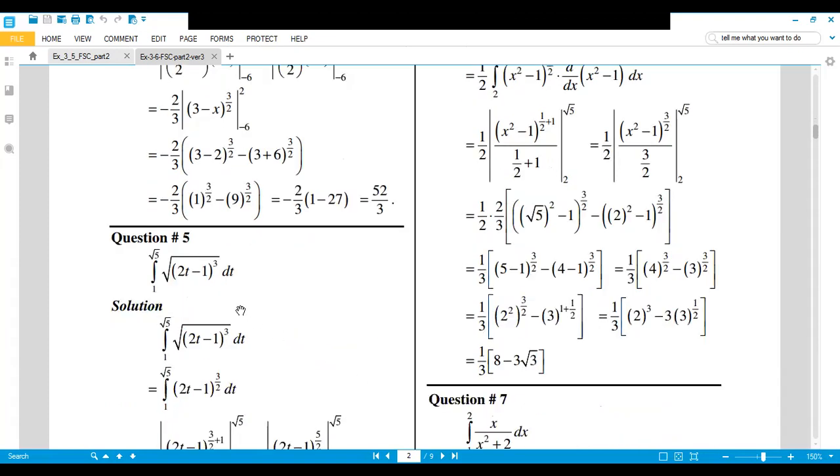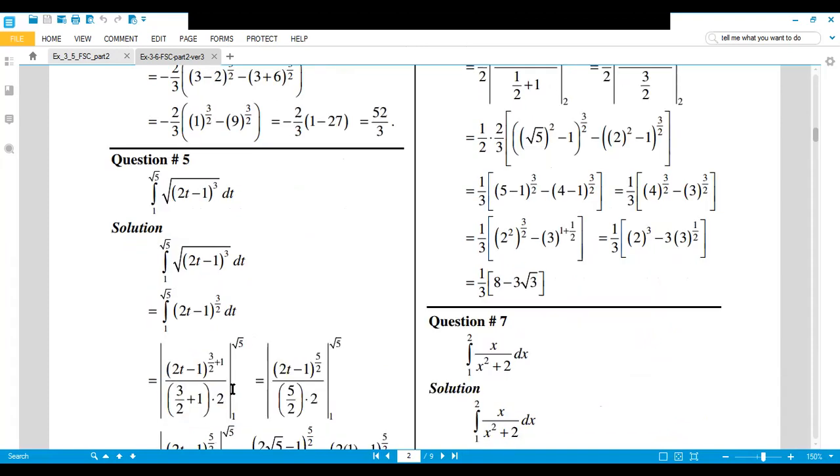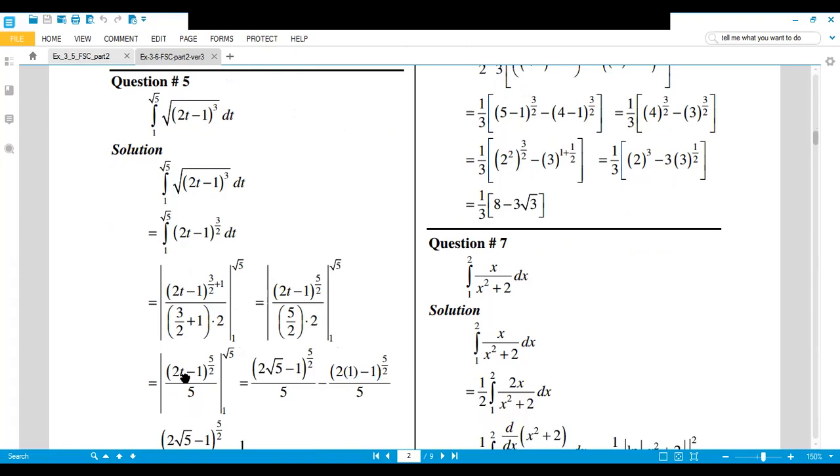Come to question number 5, that is 2t minus 1 whole cube whole under root. So this under root we write in form of power, that is 1 over 2, so that will be 3 over 2. So when we integrate, 3 over 2 plus 1 divided by 3 over 2 plus 1, further the derivative without power is 2, it will come here. This 2 and 3 over 2 plus 1, we take LCM, we get 5 over 2, and this 2 and this one 2 cancel, so we get 2t minus 1 power 5 over 2 divided by 5, and upper limit under root 5, lower limit is 1.